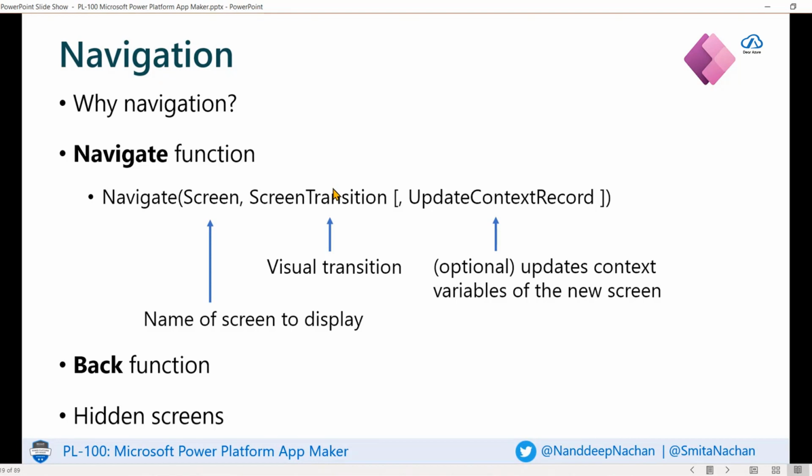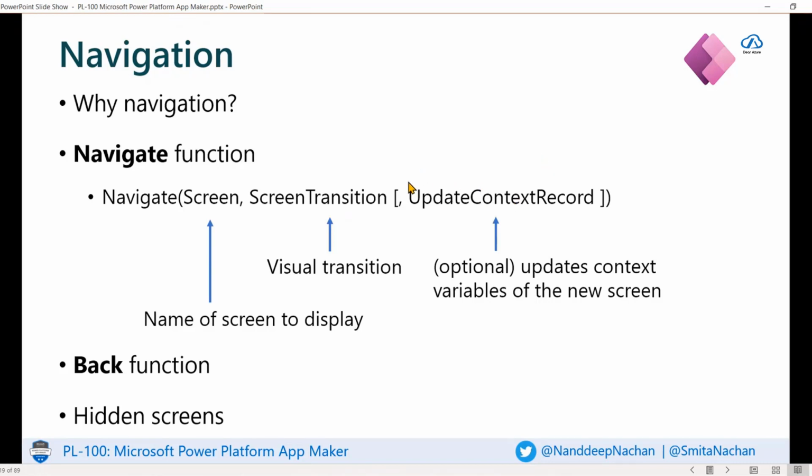So we have a screen transition cover. The screen slides into view covering the current screen. Then we have fade. The old screen fades away to reveal the new screen. Then we have none. The old screen is quickly replaced with the new screen. And we have uncover. The old screen slides out of view, uncovering the new screen.